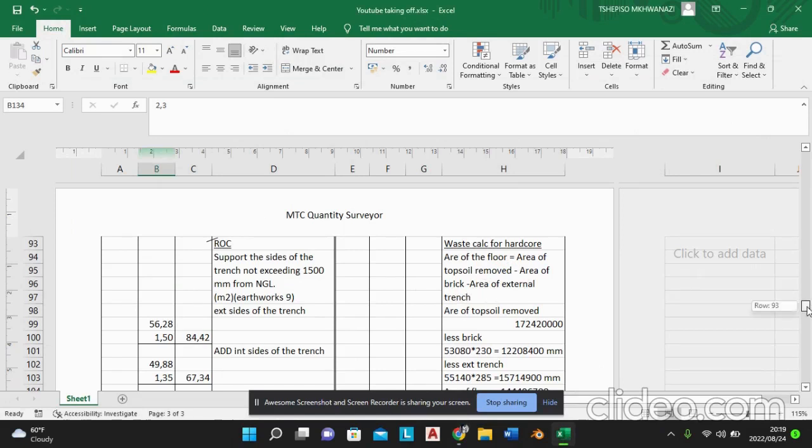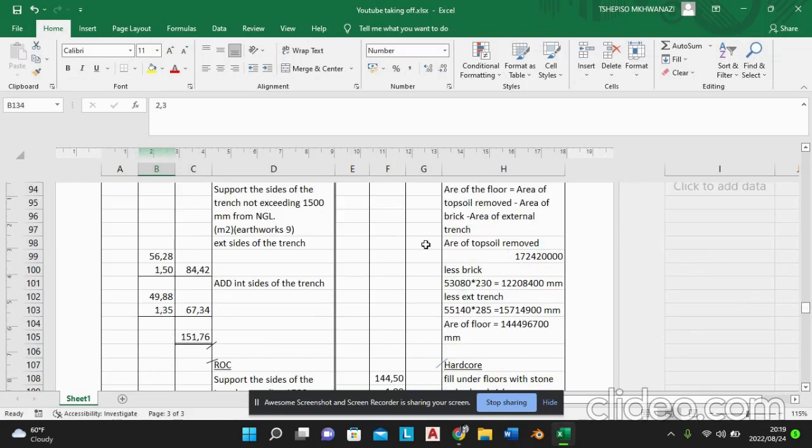And then our topsoil, the area here, is the area of the topsoil removed. Area of the topsoil removed is this one, and then we less the area of the brick, which is this one. We less the area of the trench. For the brick, we have the center line. We just multiply with the thickness of the brick, and then we get the area of the brick, which we should deduct from the area of the topsoil.